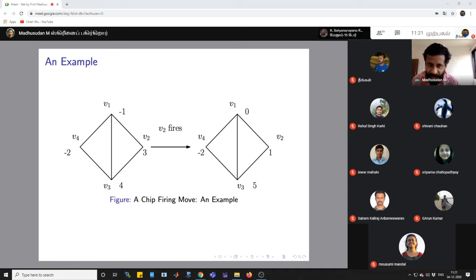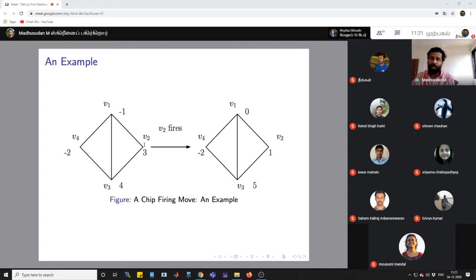So this is a graph on 4 vertices as we have shown here, and the initial configuration is this one. So V1 has -1 chips, V2 has 3 chips, V3 has 4 chips, and V4 has -2 chips. And now suppose V2 fires. So what will happen to the resulting configuration?